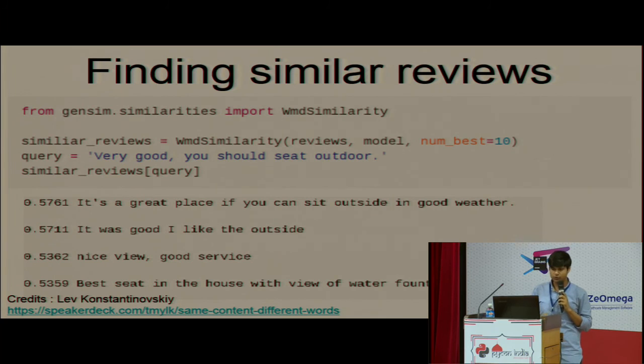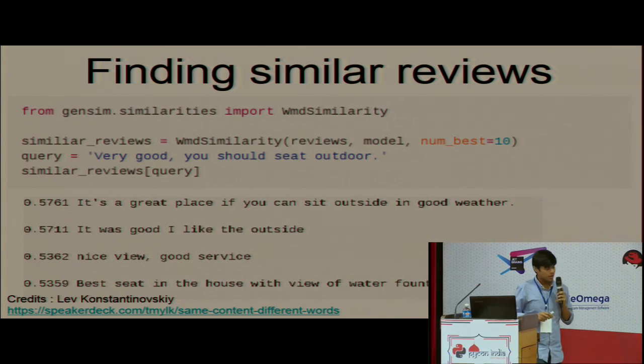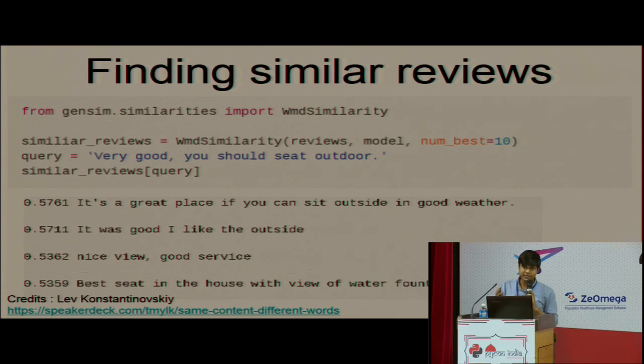This Word Mover's Distance similarity is implemented in the Gensim library. The main thing I would like to point out is that the query sentence, "You should sit outside," and the first output sentence, "It's great weather if you can sit outside in the good weather," don't have any word in common. I think this is the power of Word Mover's Distance: it is able, on a very fundamental level, to capture semantic similarity.